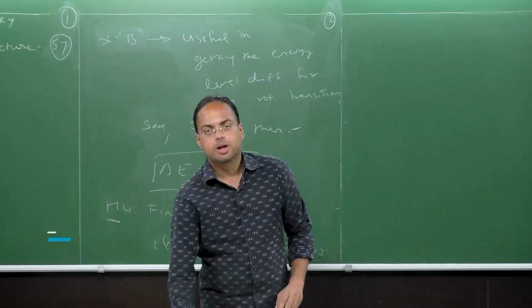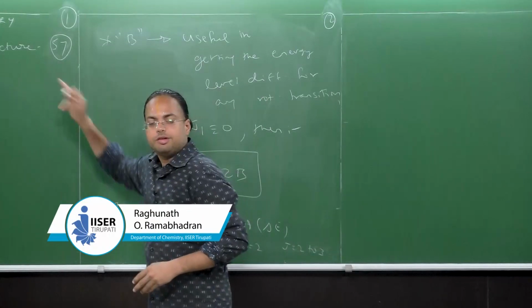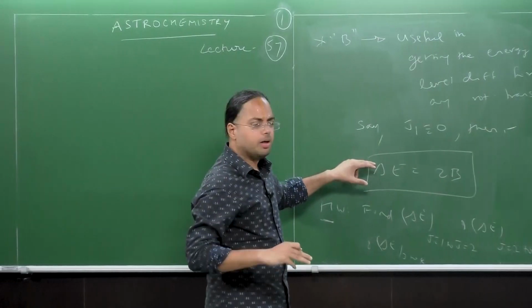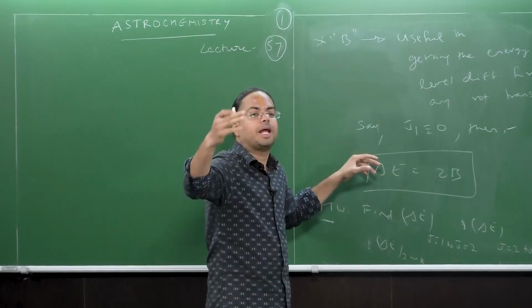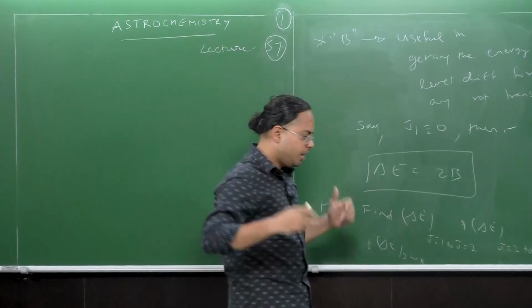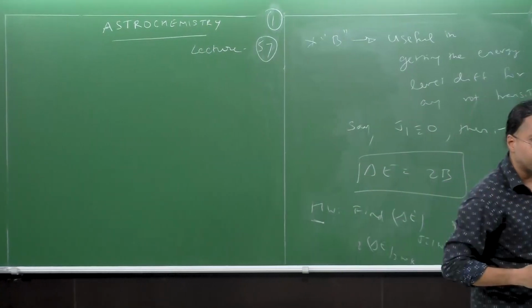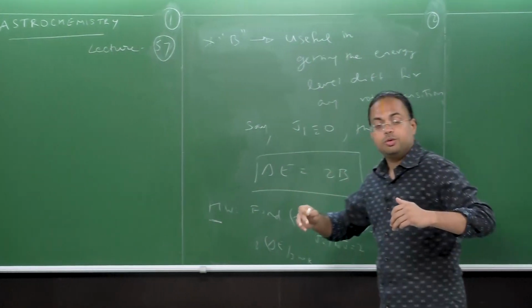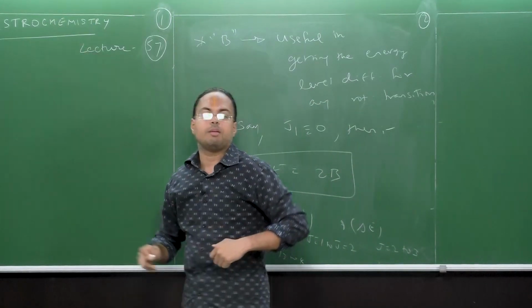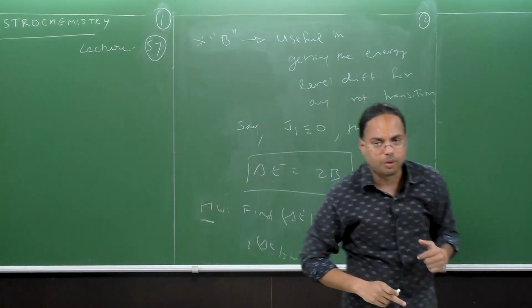Hello all, welcome to Astrochemistry. This is lecture number 57. In the previous lecture, we were looking at the energy levels of the quantum mechanical rigid rotor system, which was helpful for us to understand various aspects of purely rotational spectroscopy and how that is useful in quantities associated with astrochemistry, for example, the rotational temperature, etc.